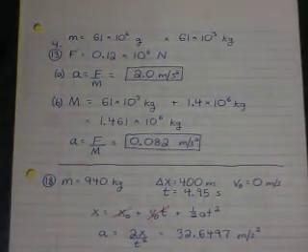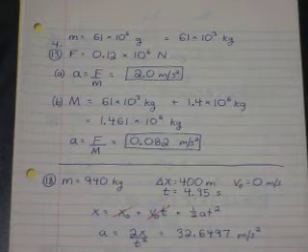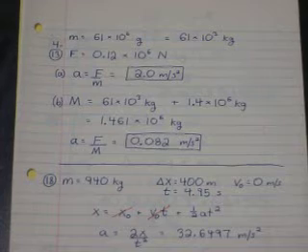This is Porterville College Physics 104A Homework Solutions. Chapter 4, starting with number 13, the railroad locomotive.